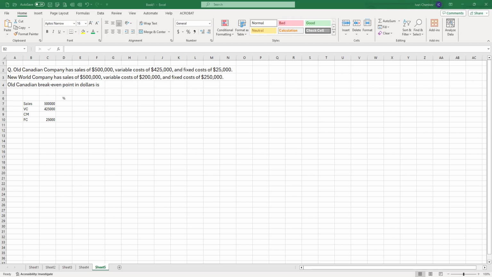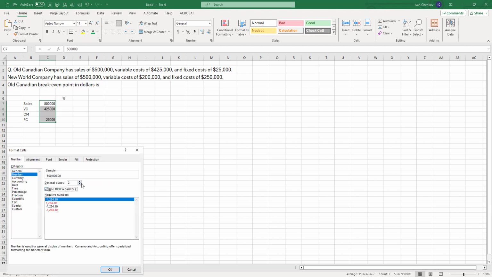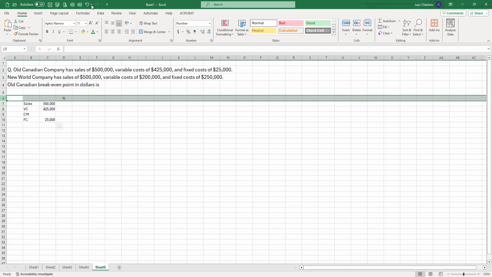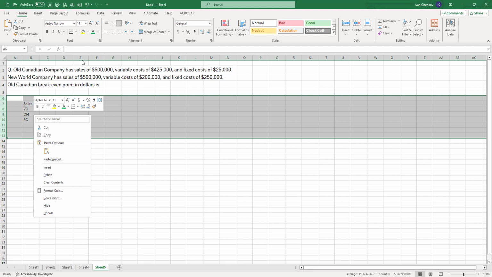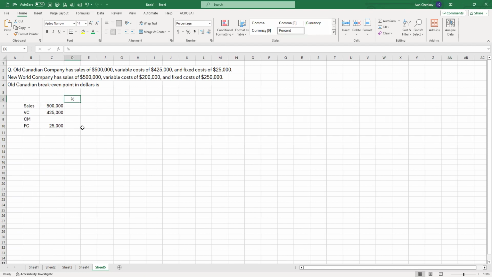So how are we gonna get this? Sales minus variable cost. Okay, let me format these cells to put the decimals and get rid of those. So that's what we're gonna have, right? Again, since we're chasing total sales on the break-even point, I need the ratios. Make sense? Okay.